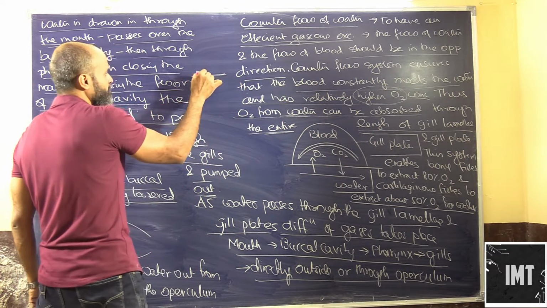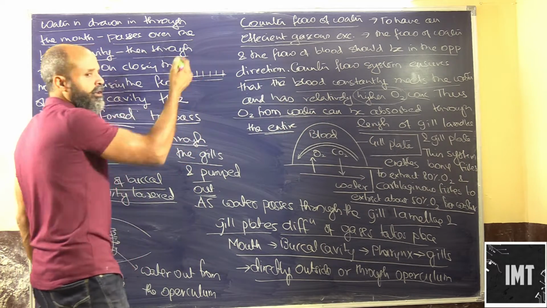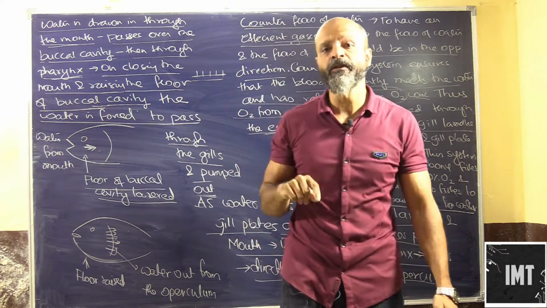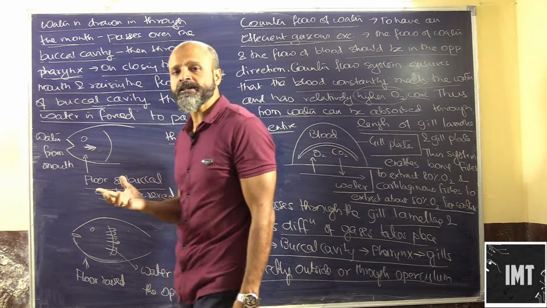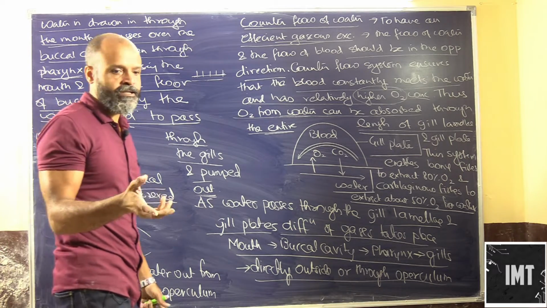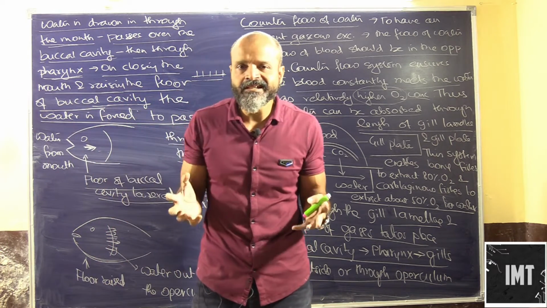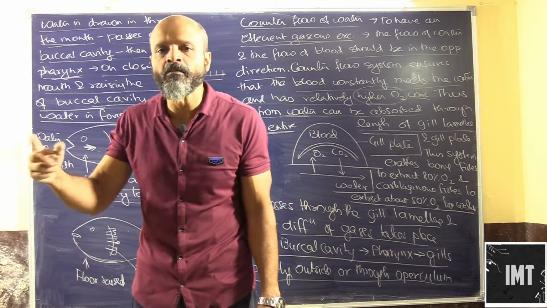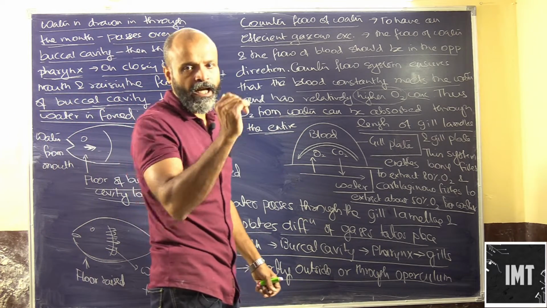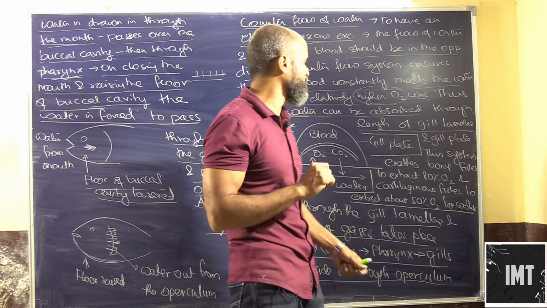So along the entire length of the gill lamellae, the O2 from the water can be absorbed. Because the concentration of O2 in water is less, more water absorption should take place. In order to increase the rate of absorption of oxygen from water, this mechanism is there: the blood and the water flow in opposite directions.